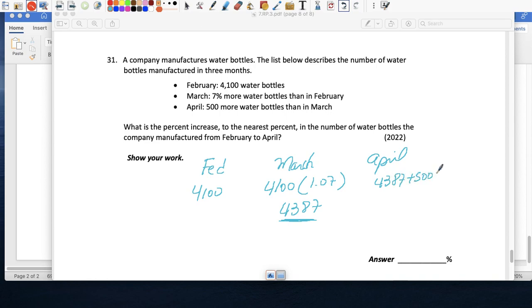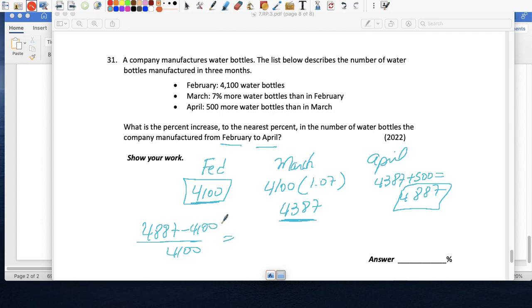Well, 4,387 plus the 500 extra gives you 4,887 bottles. What was the percent of increase from February to April? Well, this number and this number. New minus old: 4,887 minus 4,100, divided by 4,100. And we get, unless I did something wrong, this is what I see. Rounded to the nearest hundredth, it'd be 19.20, right? Because if you multiply that, it becomes 19, and that 5 makes the 19 go up to 20. That's what I would have left as my final answer.